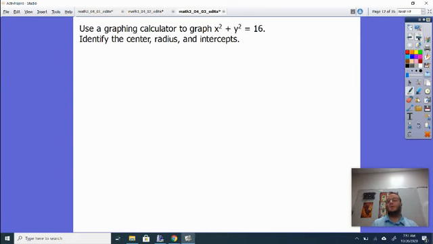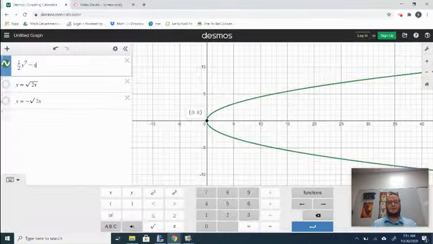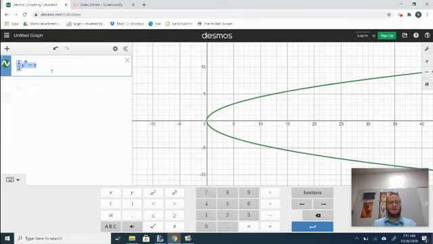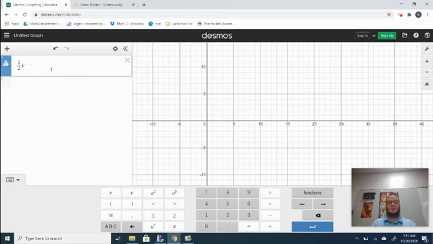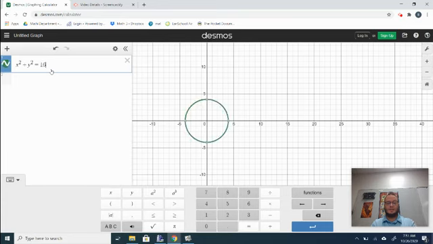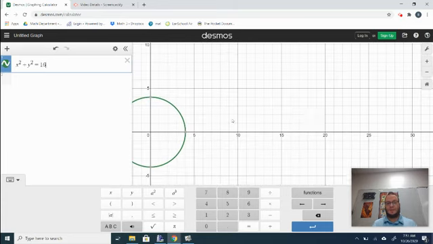So that is something we do have to think about. So again, graphing calculator. If we're using Desmos, this is going to work really nicely for us. If we're not, we're going to need some tricks. So doing it in Desmos first, x squared plus y squared equals 16. Okay, again, works really nice for us.